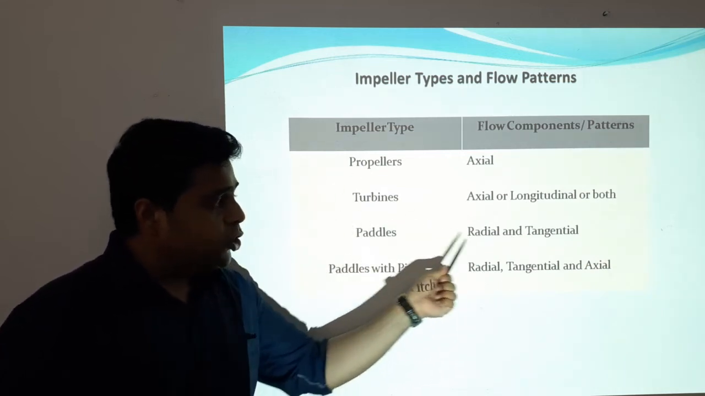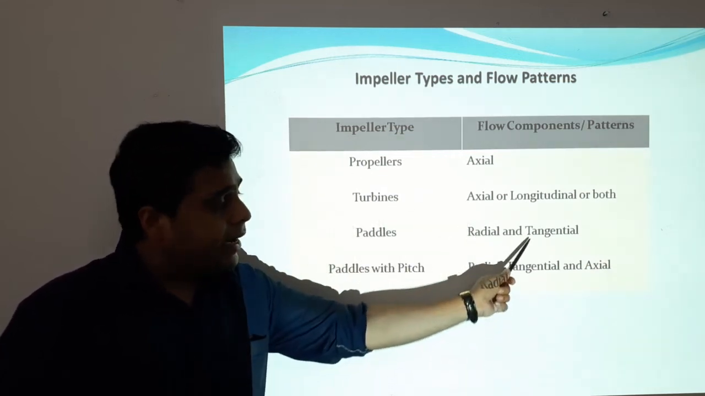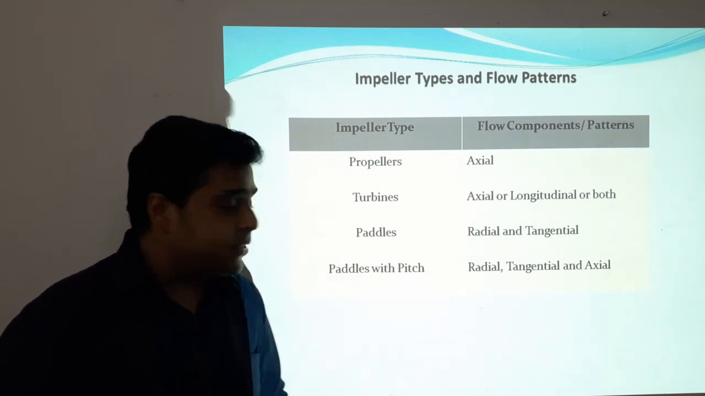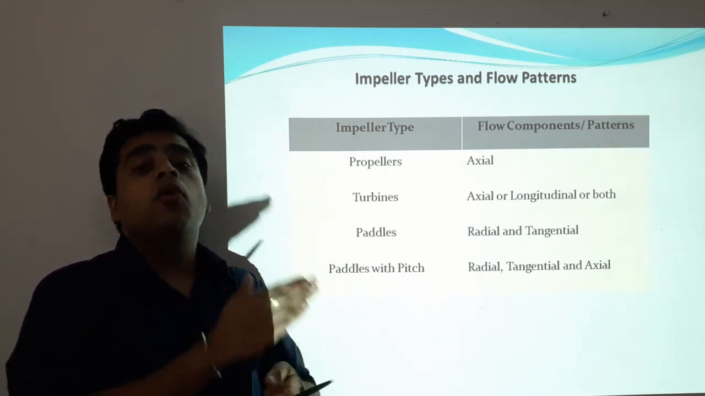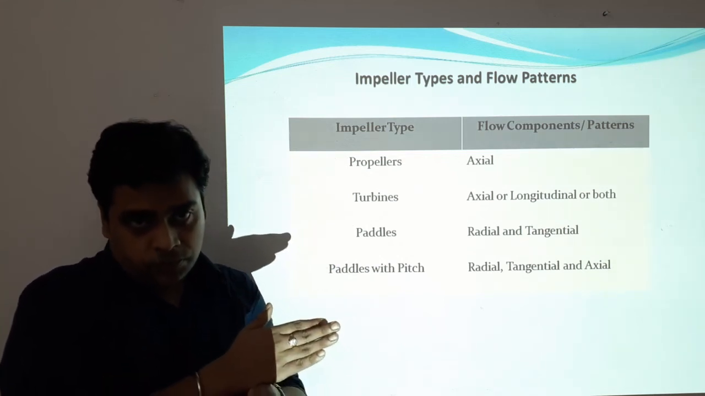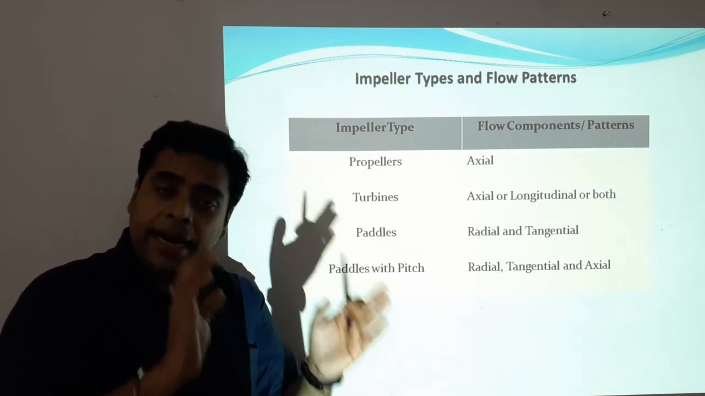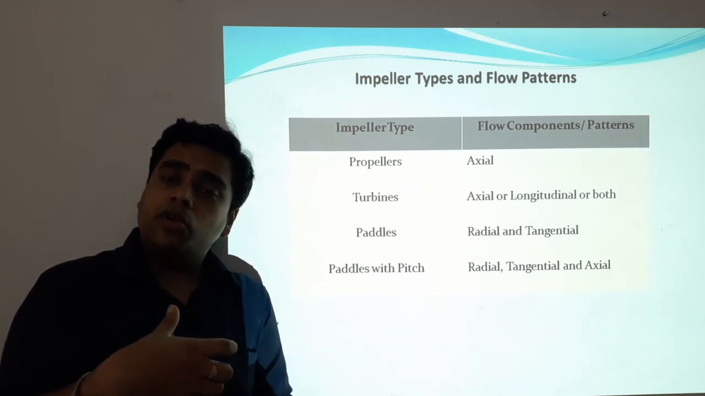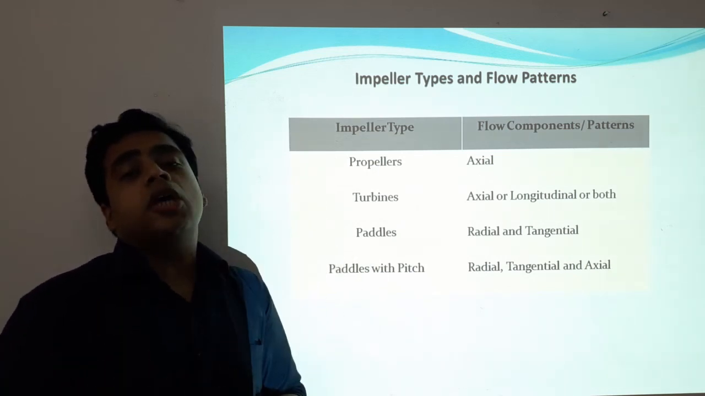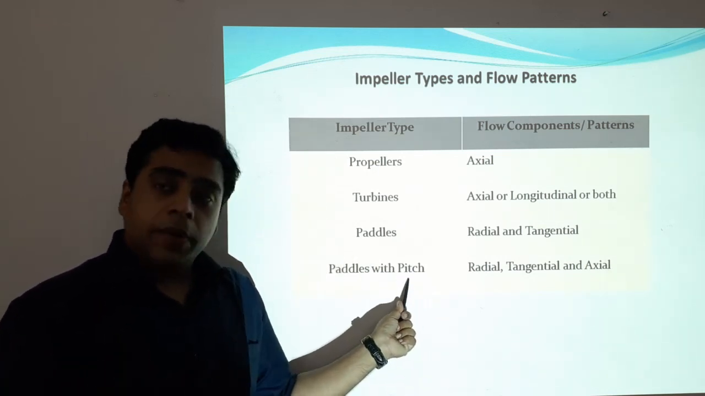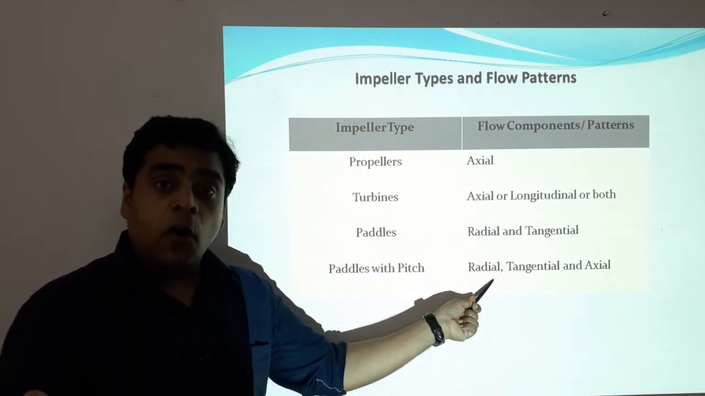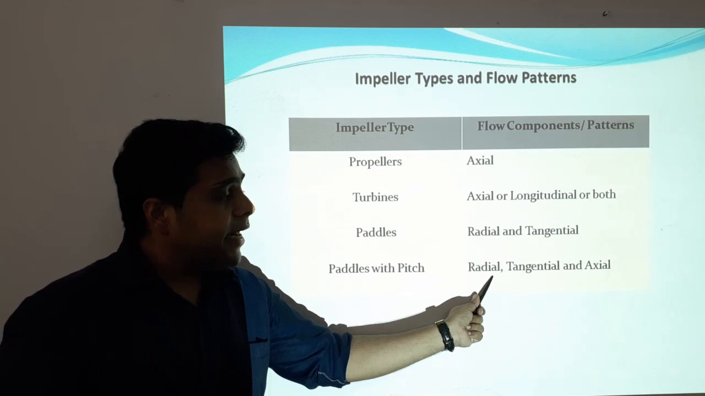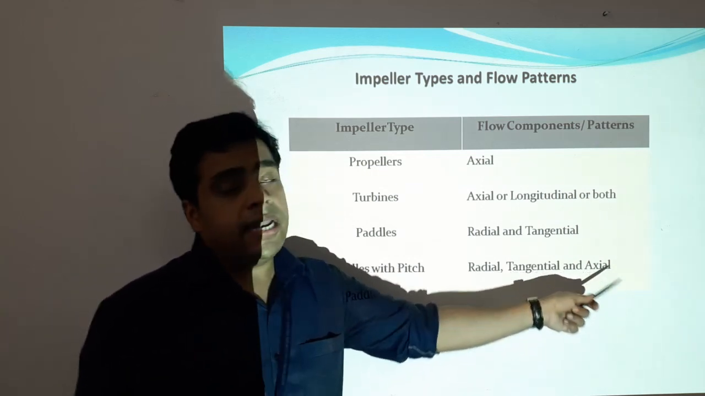The paddles show only radial and tangential movements. And the paddles with pitch: what are paddles with pitch? Where more than one paddle is attached at different angles. A single paddle system is also there, and paddles with pitch systems are also there. When paddles with pitch are used, we are getting a number of components of movement, that is radial, tangential as well as axial.